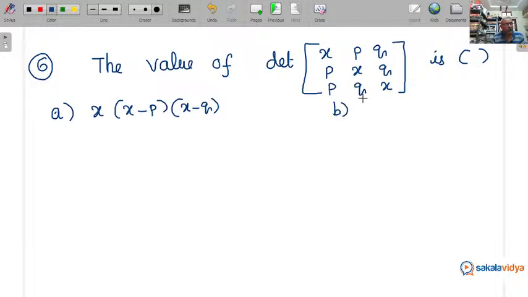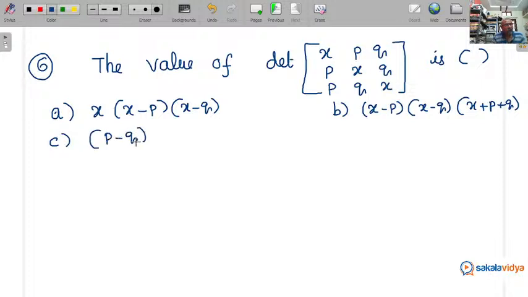Option B, x minus p times x minus q times x plus p plus q. Option C is p minus q times x minus q times x minus p, and option D is pq times x minus p into x minus q.